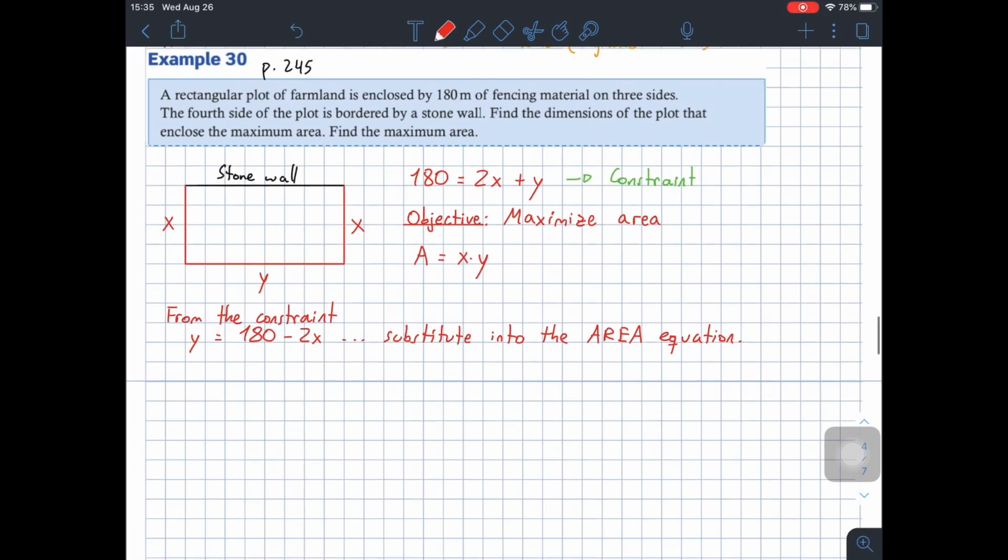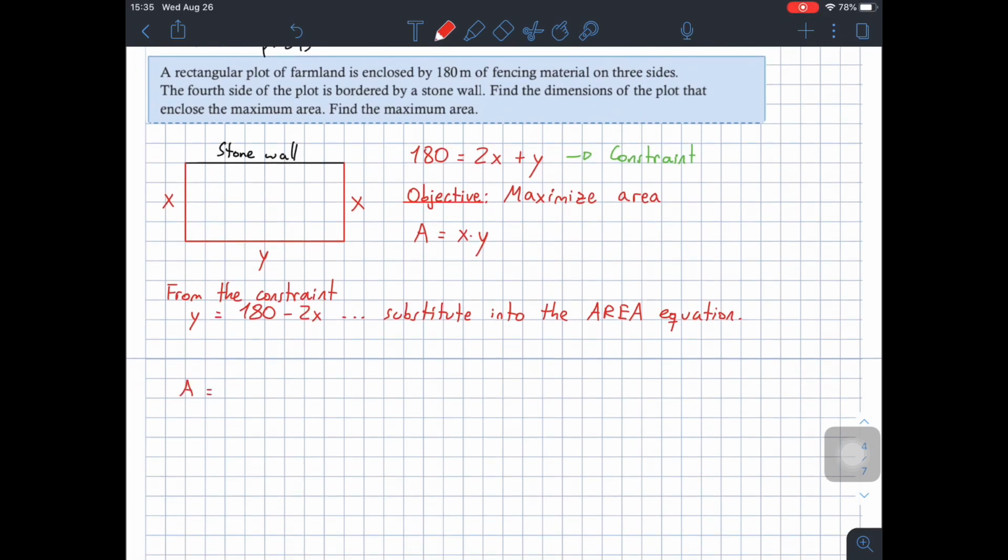So the area, I'm going to do it here. The area is x times, and instead of y, we're going to write this equivalent expression, times 120 minus 2x. Okay, so there we have our objective formula, or our objective equation, now written in terms of only one variable, which in this case is x. So if I work with this equation, the area is equal to 180x, if I distribute the x, minus 2x squared.